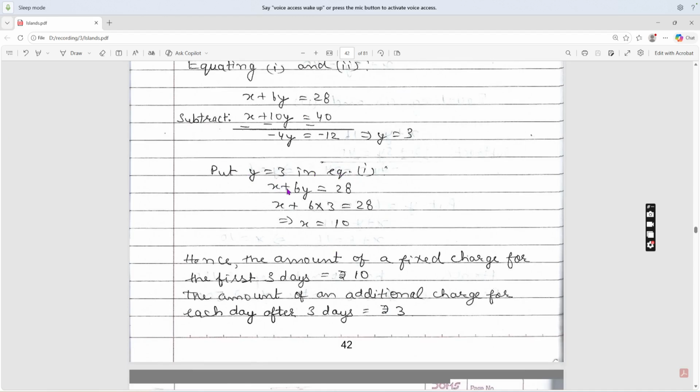What is the first equation? x plus 6y is equal to 28. So it is x plus 6 into 3 is equal to 28. So x is equal to 28 minus 18, that is equal to 10. Hence the amount of fixed charge for the first 3 days is rupees 10, which is x. The amount of additional charge paid for each day after 3 days is rupees 3, which is equal to y. Here it is y, here it is x is equal to 10.